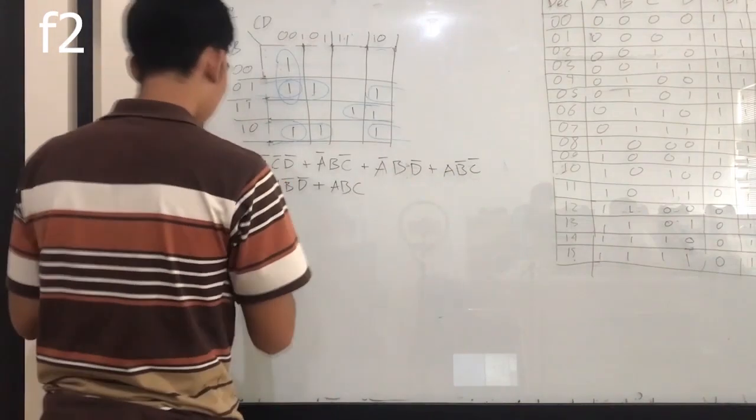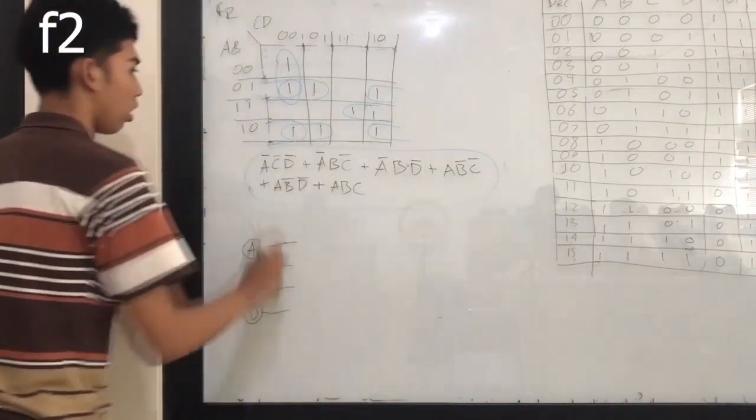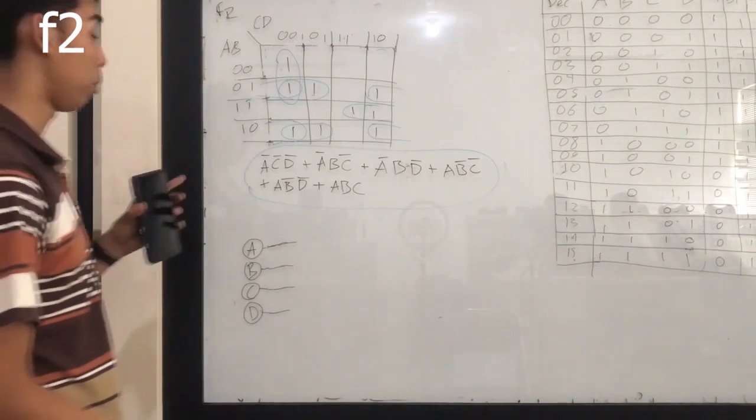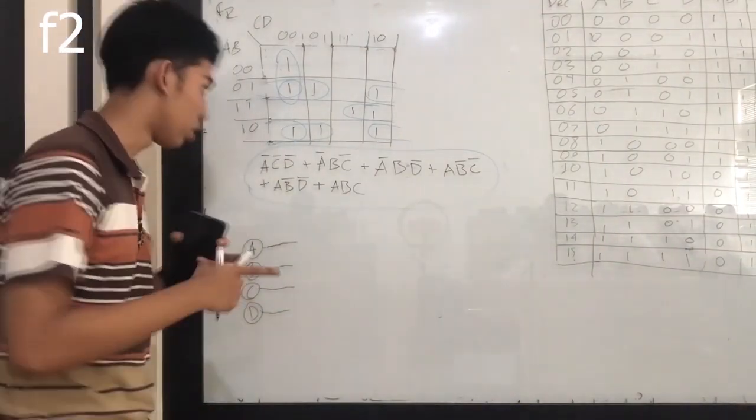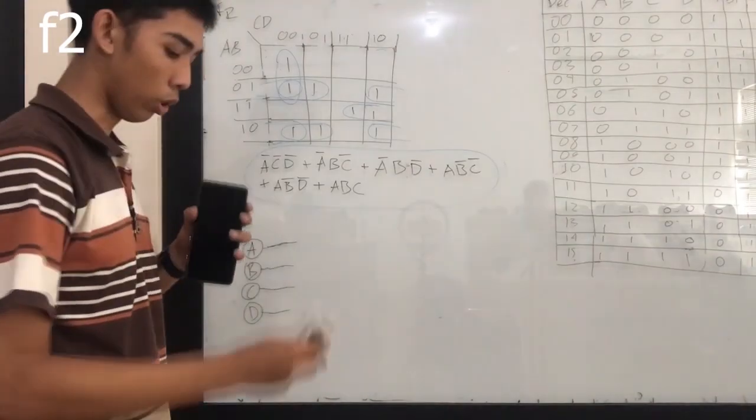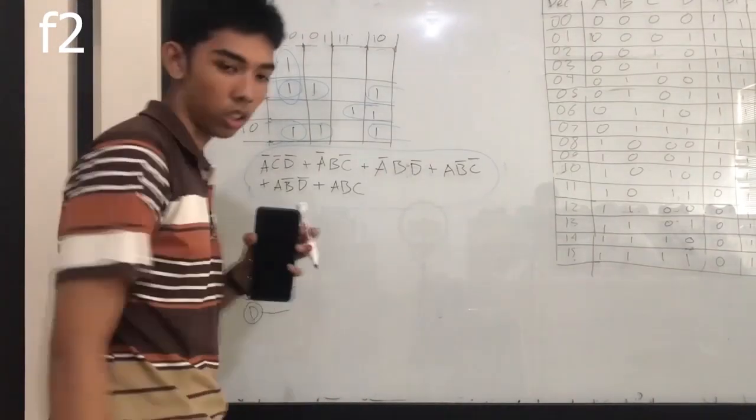Okay. This is our simplified expression from this, and from that truth table. This is correspond to F2. So let's now draw the circuit.